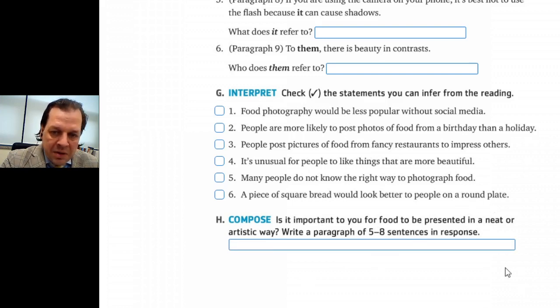Okay. There's a composition question here, 5 to 8 sentences. I don't need to see 5 to 8 sentences, but you could tell me more than yes and no. You could write down 1 or 2 sentences to explain yourself.